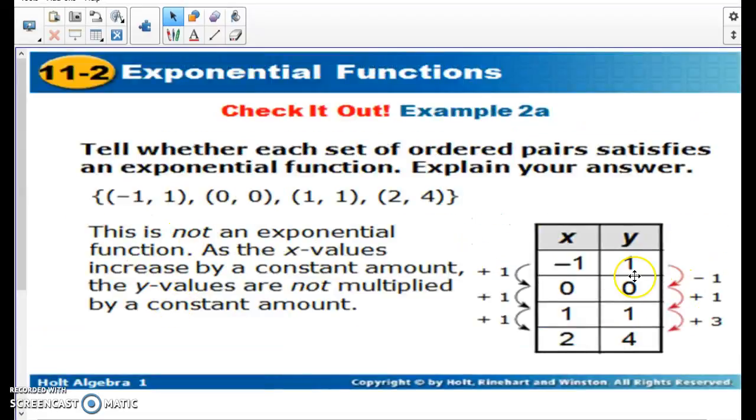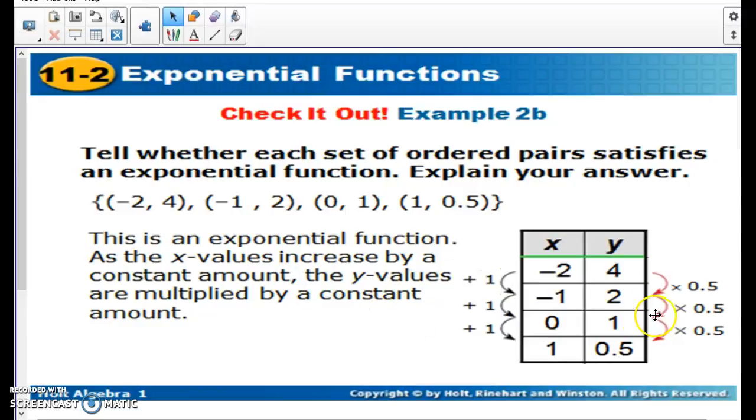Same thing here. There's not really even a sequence here. -1, +1, +3. Not a sequence there. So it's not an exponential function. This one is, you're multiplying by a half every single time, kind of like those geometric sequences that we did.